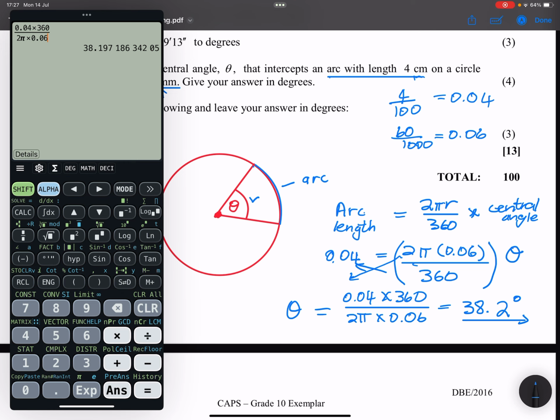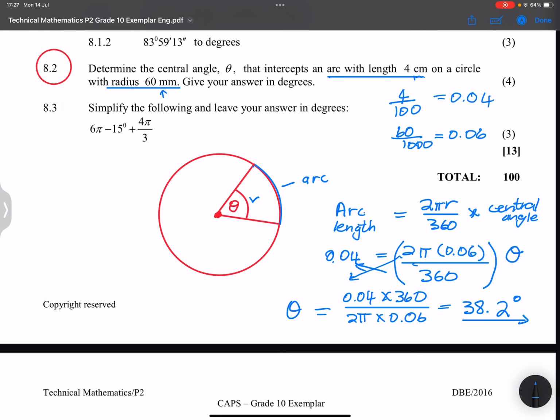Please keep this in mind, ladies and gents. It is very, very crucial that we first of all know our conversion from millimeters, centimeters, as well as to know how to relate the arc of a circle to the central angle. And that is how the cookie crumbles, ladies and gents.